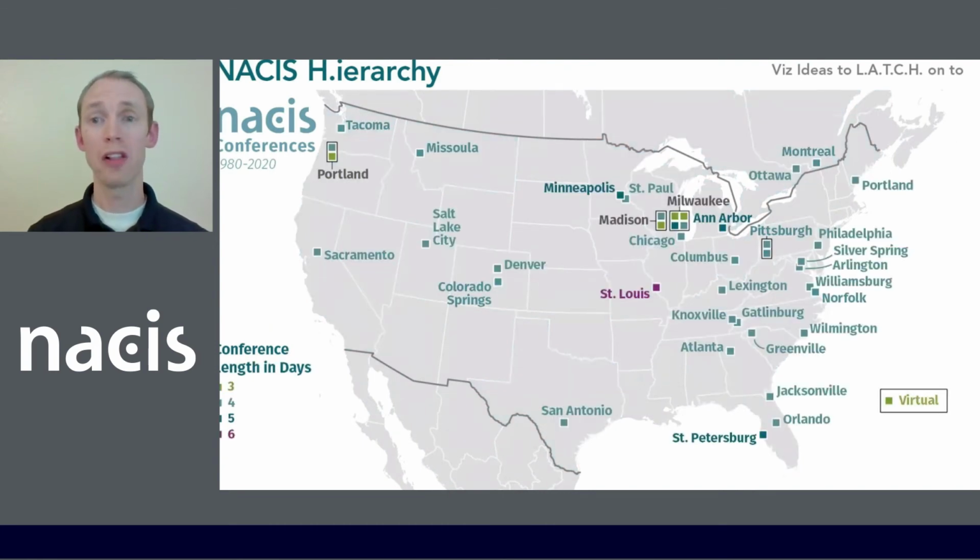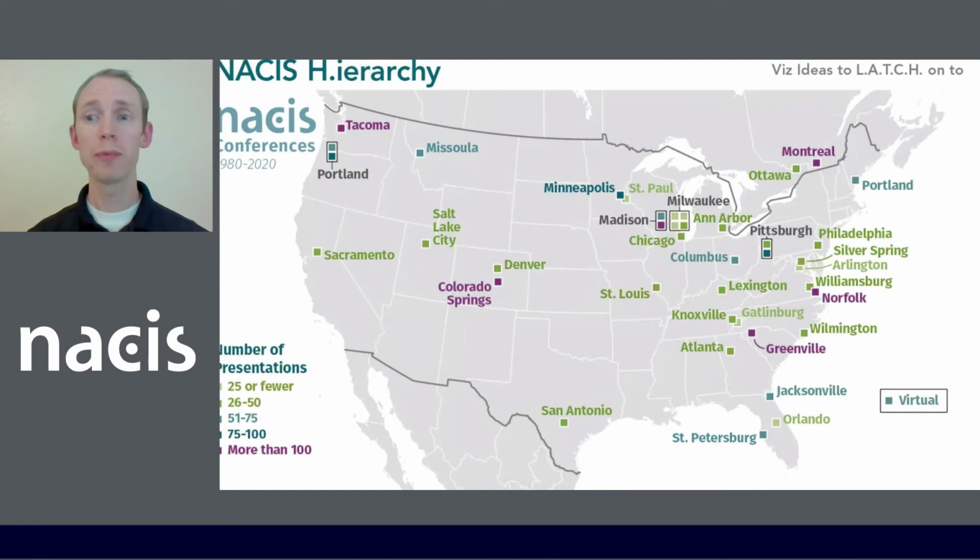Hierarchy could also be how long the conference was in days. Most of them are 3 or 4 days, with St. Louis topping the charts at 6. Or the number of presentations. This might not be really important spatially. I've got another visual later that'll show us how it's worked out over time.